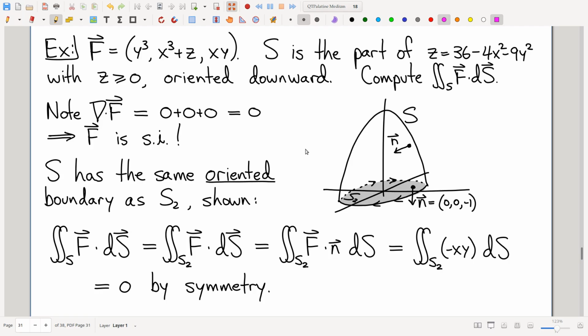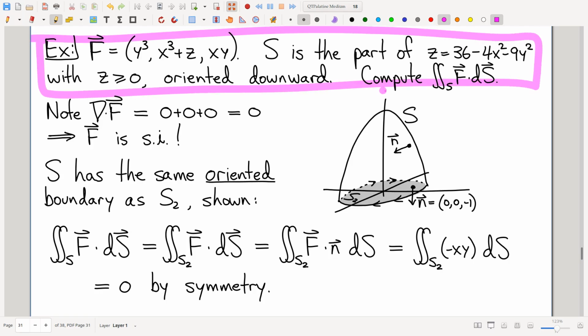Okay, let's do the example. Notice we want to compute a flux. We got a surface given. We got a vector field given. Let's consider our options. You could plug and chug. You parameterize that surface, graph parameterization. You got a vector field, you plug that in. It's going to be a massive polynomial, lots of polynomial stuff. You'd end up with an integral on an ellipse. It's doable, right? You could totally do that.